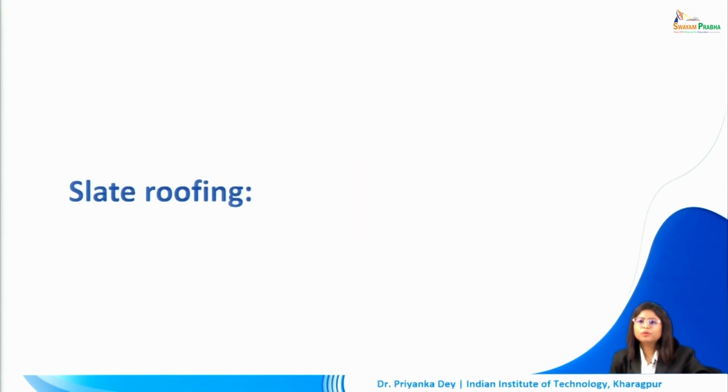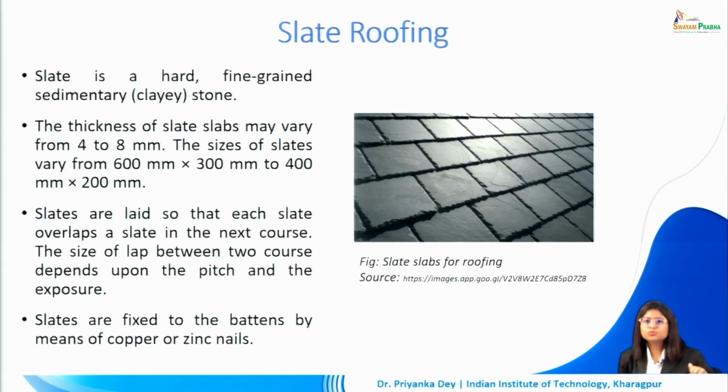These sheets are fixed in a manner very similar to the previous example, which was the AC sheets. The next type of roofing one can opt for is the slate roofing. Now slate is a hard, fine grained sedimentary or clay stone. The thickness of the slate slabs may vary from 4 to 8 mm, and the slab sizes can vary from 600 mm by 300 mm to 400 mm by 200 mm. Slates are laid so that each slate overlaps a slate in the next course, and the size of the lap between the two courses depends on the pitch and the amount of exposure that this roof receives. Slates are fixed to the battens by means of copper or zinc nails.